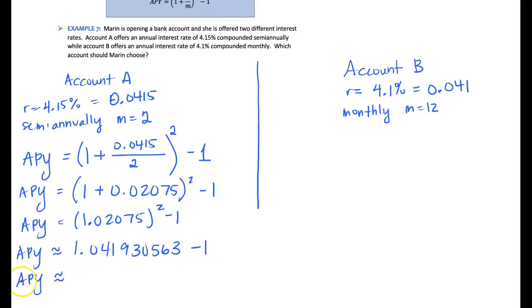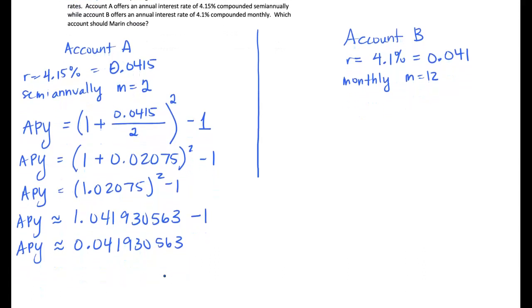And so our annual percentage yield after subtracting 1 would be 0.041930563. Or changing it to a percentage, we're going to get 4.193056%. Or rounding to the nearest hundredth, we're going to get 4.19%.